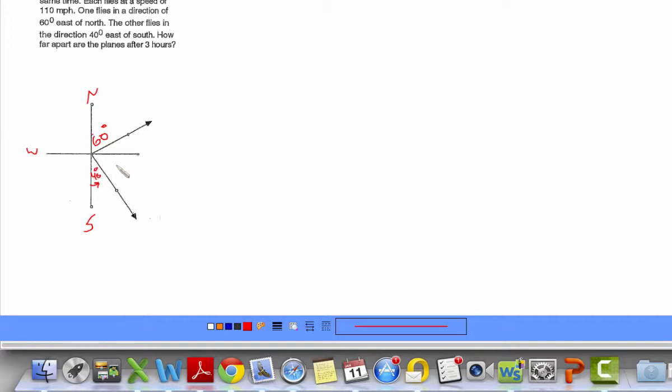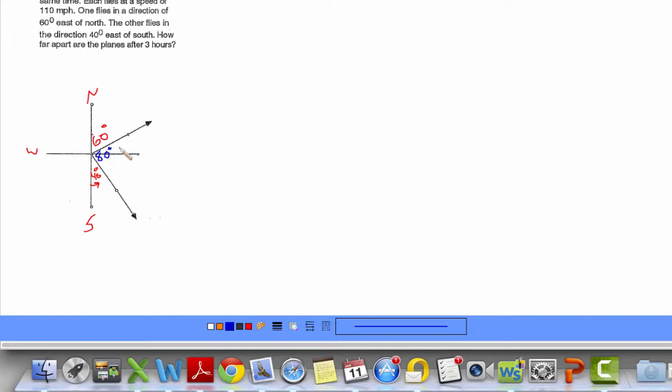Most important thing here is recognizing that if we have 60 degrees here and 40 degrees here, that's 100 degrees of the 180 that is involved there. So this angle in between there is going to be 80 degrees. And that's going to be very important.